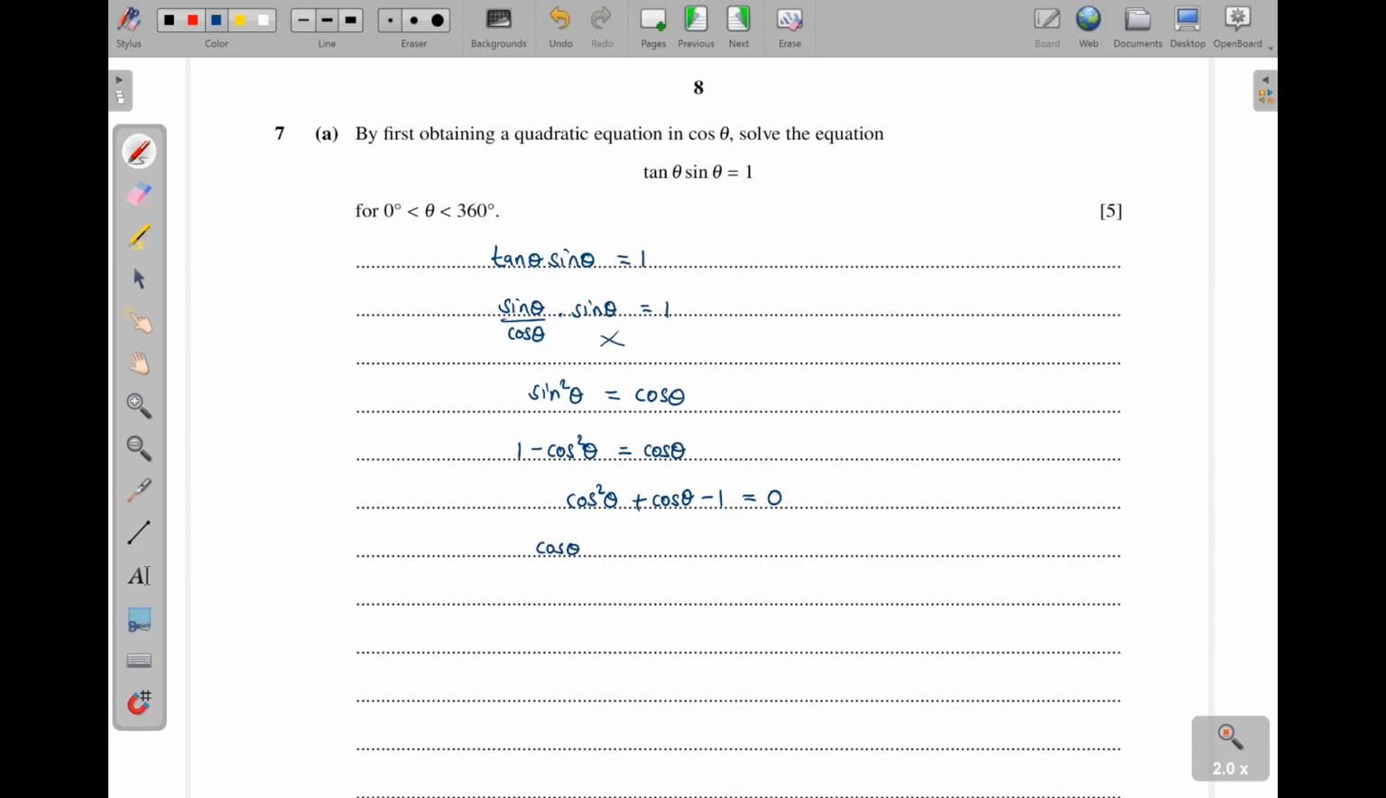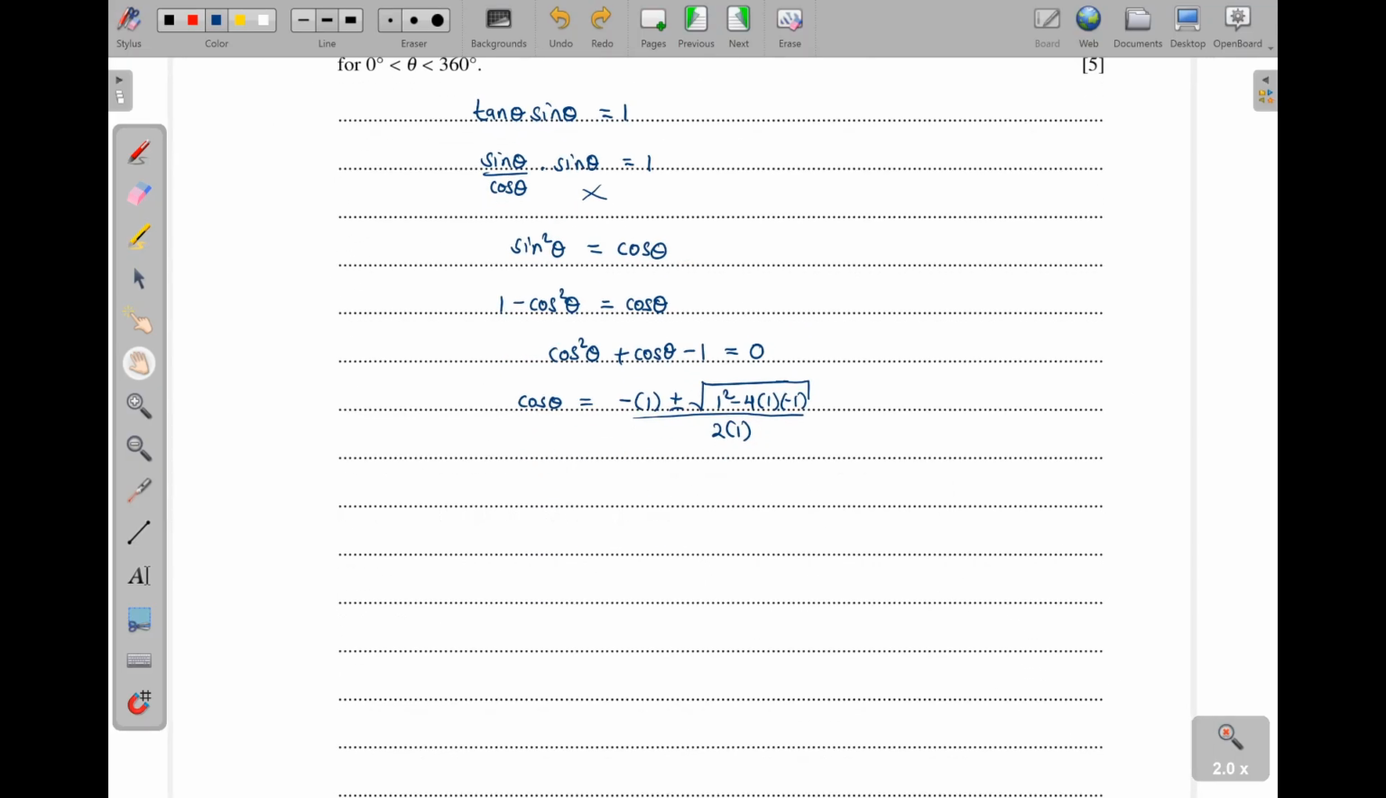Since it cannot be factorized, we can use the quadratic formula. So cos theta is equal to negative b plus or minus the root of b squared minus 4ac, all over 2a. You need to do this to show the examiner that you are attempting to solve the quadratic equation. Don't just put this in your calculator and then write down the answer. You lose a mark. Okay?